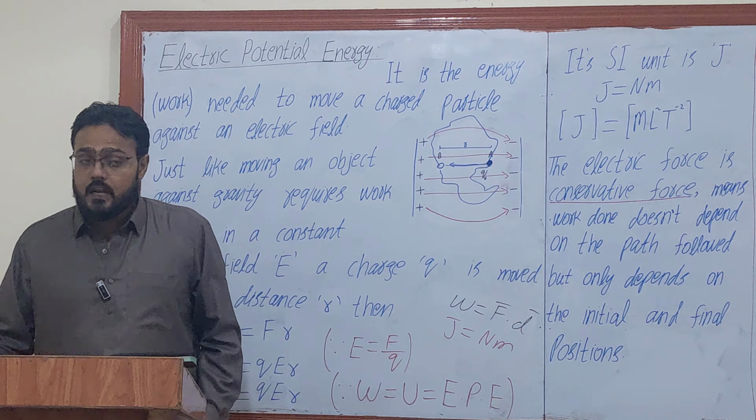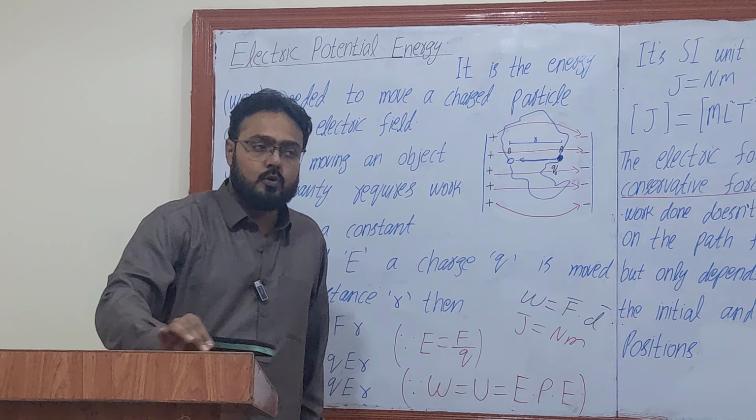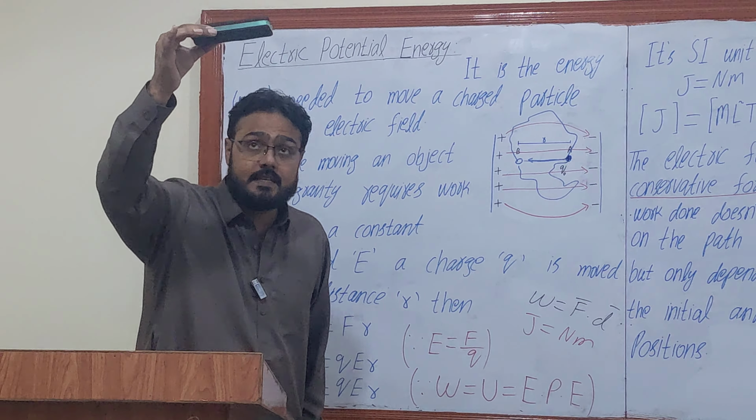Gravitational field is also a conservative field, because if the duster is moved from this position to this position through this path or through this path, at the same height the potential energy will be the same. So the gravitational field is also a conservative field, because the work doesn't depend on the path followed, and the gravitational force is a conservative force.